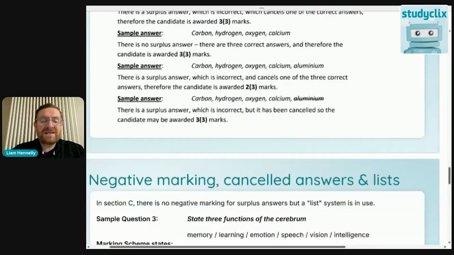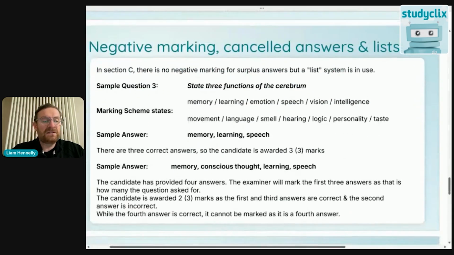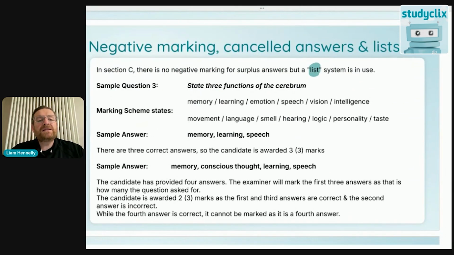We move on now to section C, and we look at the idea that there is no negative marking here, but there is something called a list system. In section C, the long questions, if we look at this sample, it says state 3 functions of the cerebrum. The marking scheme gives a whole host of answers here, because there are so many functions of the cerebrum. This student has given a sample answer which includes memory, learning, and speech. There are 3 correct answers, so this time the student gets 3 3s and gets all 9 marks.